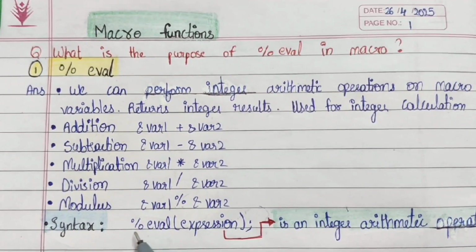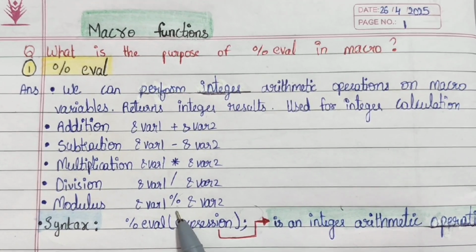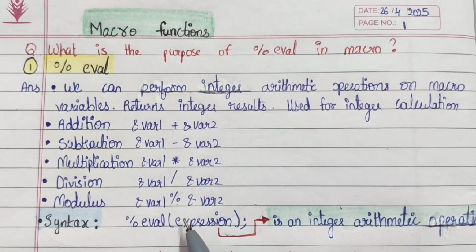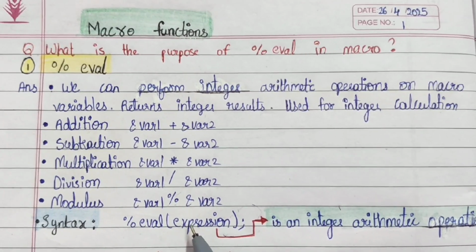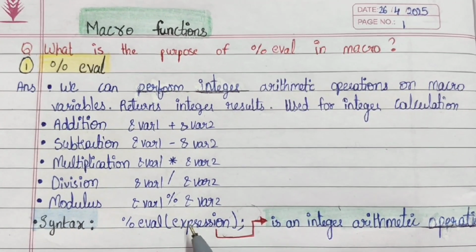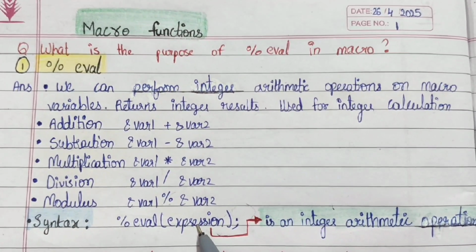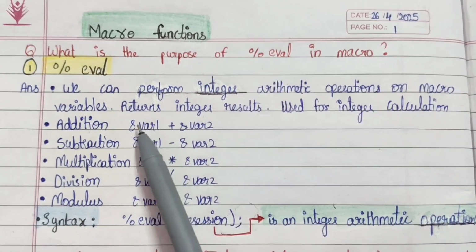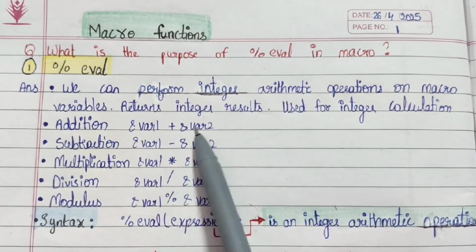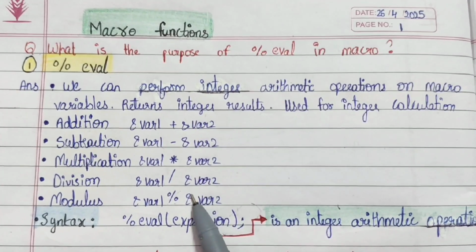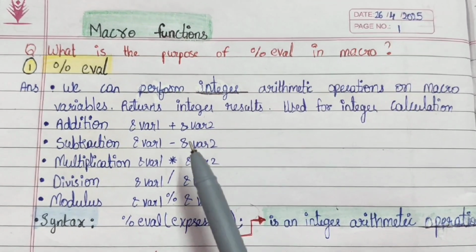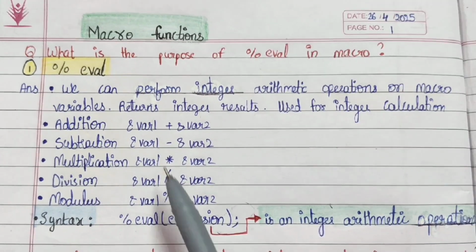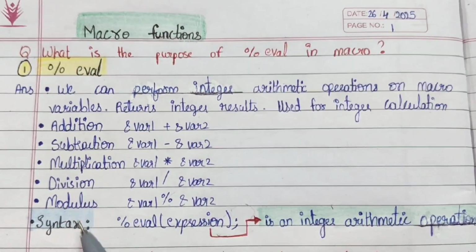The syntax is %EVAL, open parenthesis. You have to open and close this parenthesis. Within the parenthesis you use an expression. The expression is an integer arithmetic operation, so you can use any of these. Suppose you want to add two variables, then you can use the addition operation. So this is about %EVAL.